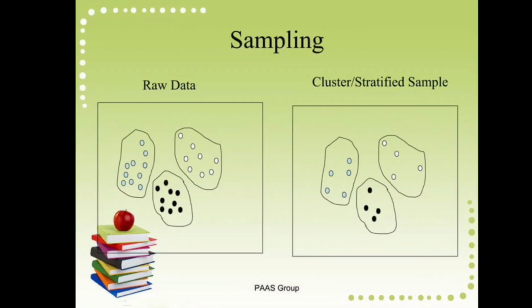Sampling. Raw data, cluster. Raw data is divided into three types: raw data and clustering. That is stratified sample, cluster sample, and raw data.